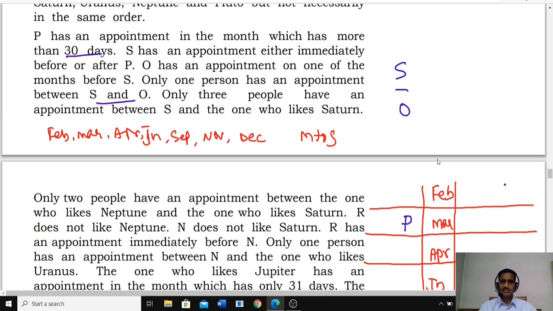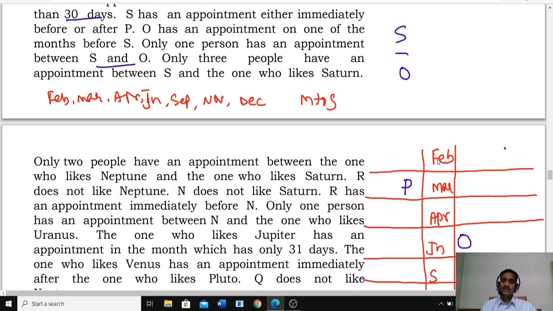S has an appointment immediately before or after P. If S is here, then O comes here. How many possibilities do we have? We have two different possibilities. Then in that case, one of the months is before S. S has an appointment immediately either before or after P.